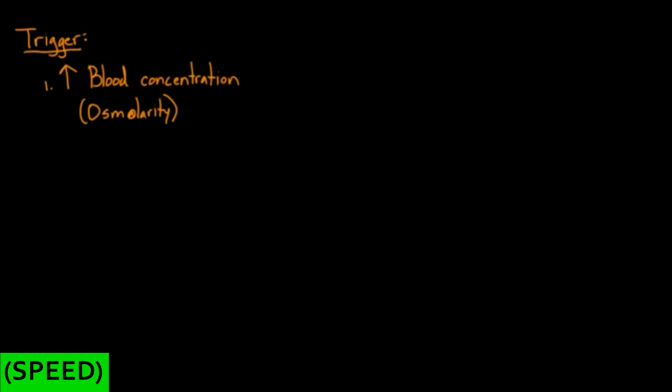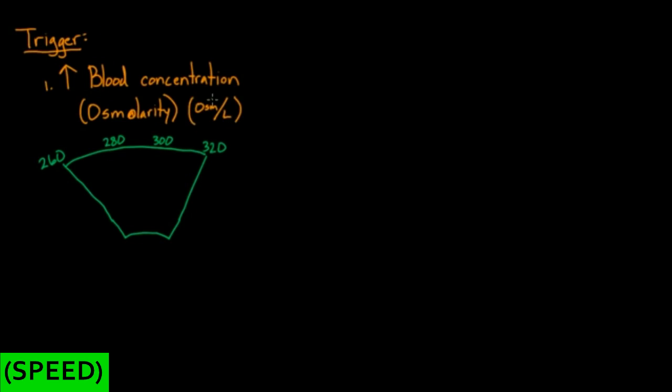And you can almost think of it as like a meter. So let me draw for you a little meter here. On one side, let's say you've got 260, and on the other side, 320. And this is just concentrations, right? So 280 and 300. And this is in osms per liter. Actually, these are the units here. So osmolarity is measured in osms per liter. So this is the concentration.